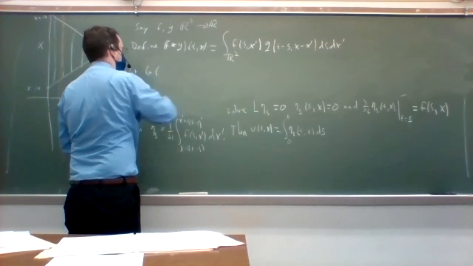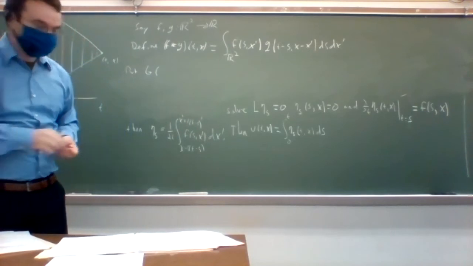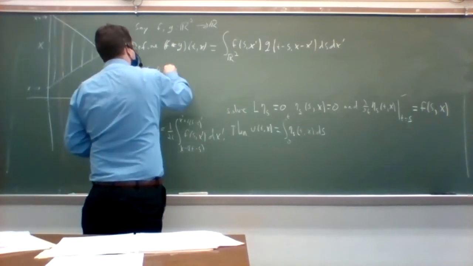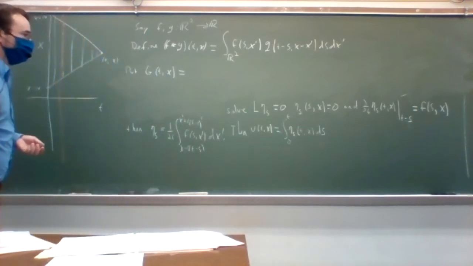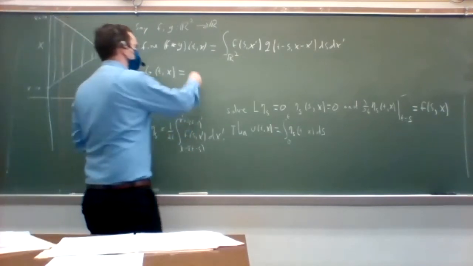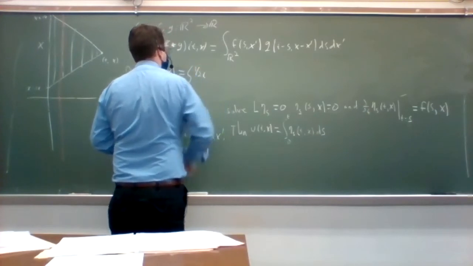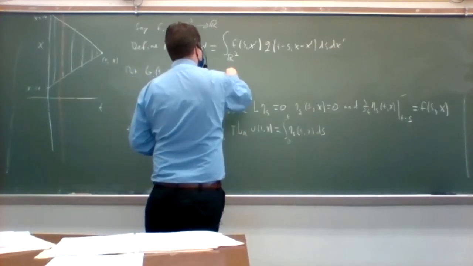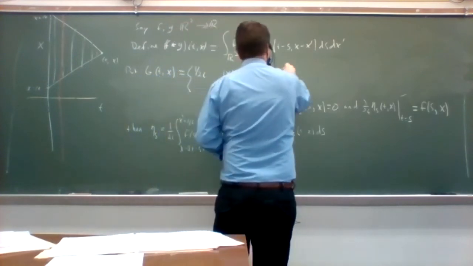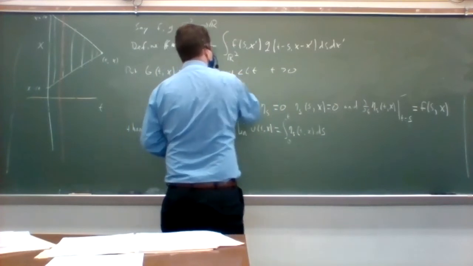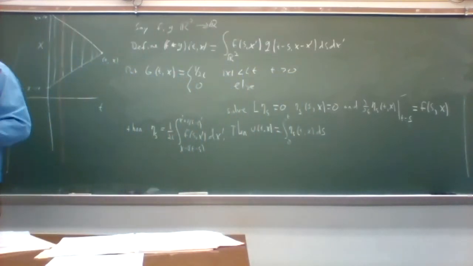And so I want to define a function g, I'll call it g(t, x). This has a name. It's called the fundamental solution of the wave equation, and it's a step function. It's equal to 1 over 2c in the case that the absolute value of x is less than c times t, with t bigger than 0, and it's equal to 0 otherwise.